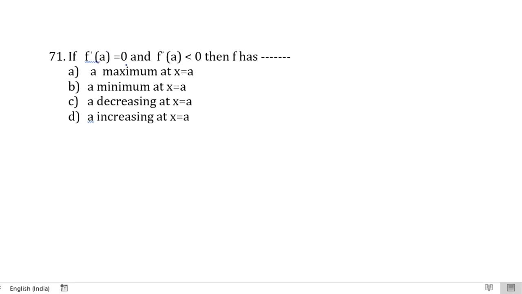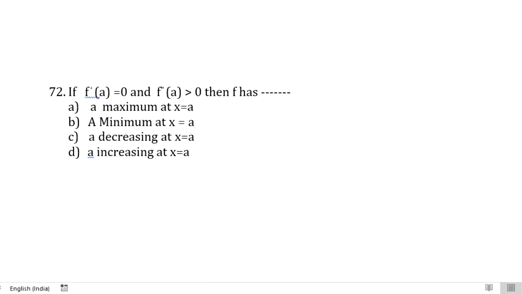F dash a is equal to 0 and f double dash a is less than 0. Then f has, whenever the second order derivative is less than 0, means given function will have maximum value at x is equal to a. So we will have a maximum at x is equal to a. Okay, moving on to the next question. Greater than 0 means it will have point of minimum. Answer is B, that is it has minimum value at x is equal to a.